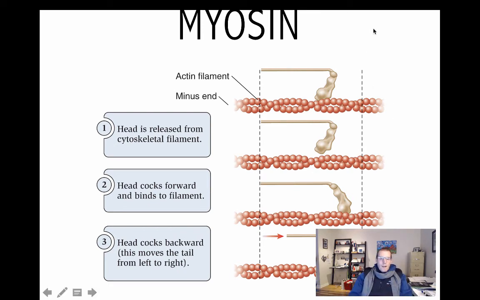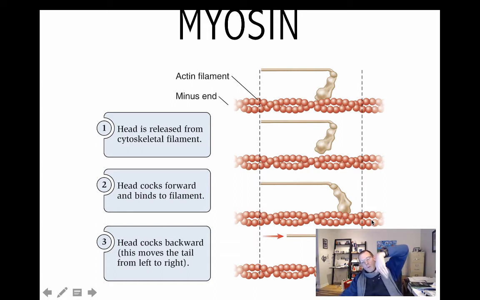So what happens here is that the head is going to bind to the actin. Okay, and so the head can either be bound or unbound. So let's just say that the head is starting off cocked back like this, and it's bound to the actin filament, and it lets go of the actin filament, and when it lets go, it cocks forward, so it's in this position, and then it can bind again to the actin filament, and it can cock again.